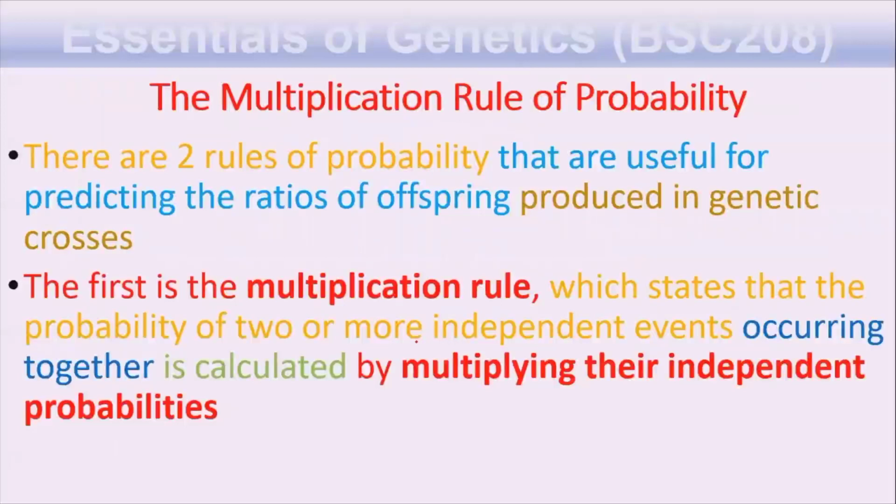Now coming to the first rule of probability, the multiplication rule. There are two rules that we already know are useful for predicting the ratios of offspring produced in different genetic crosses. The first rule is the multiplication rule, and it states that the probability of two or more independent events occurring together is calculated by multiplying their independent probabilities.